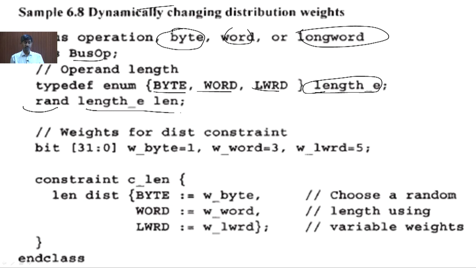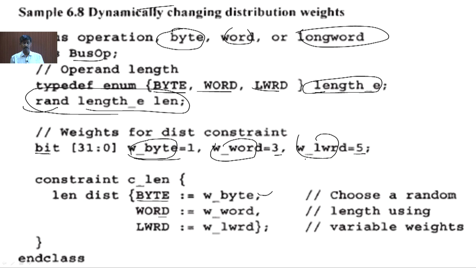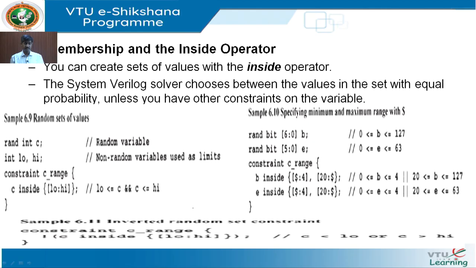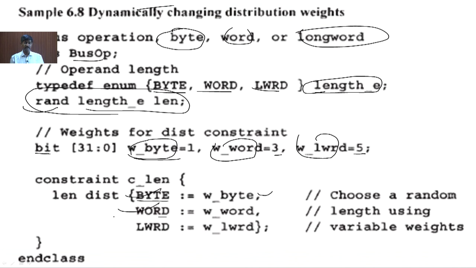What is the distribution to consider for this length, which is a distinct constraint? So I am defining a bit value: w byte is 1, w word is 3, long word is 5, all of them 32 bit in size. Now I am putting constraints. I am choosing a random value for this byte, that is, byte is randomized here, so that I can use it in constraints. What is the value I am putting? I am putting the value for w byte, choose a random w byte. Word, w word. Long word, w long. Choose a random length using variable weights.